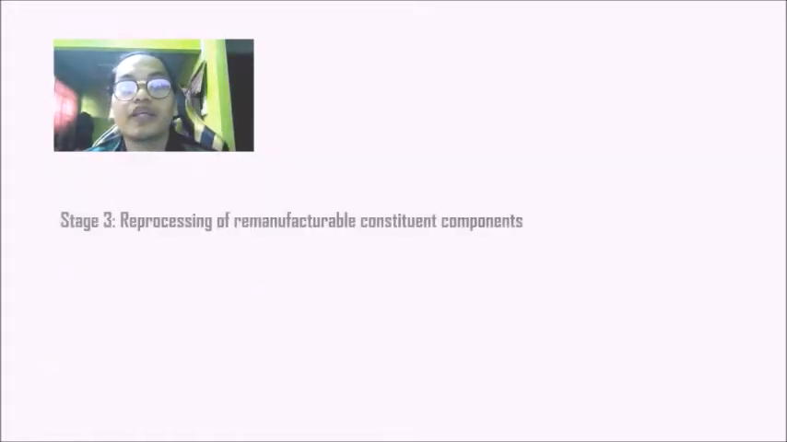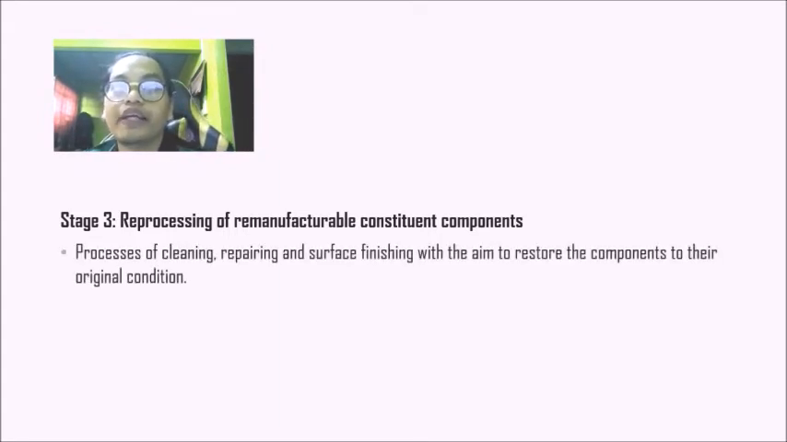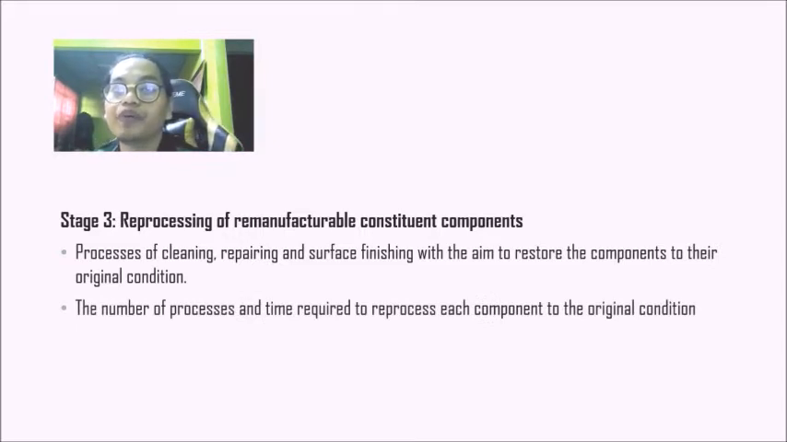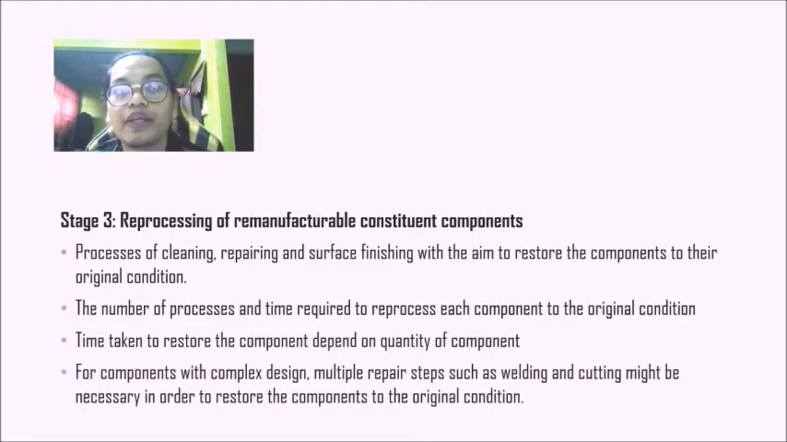Okay, the third stage of the manufacturing process is reprocessing of the constituent components. This process involves cleaning, repairing, surfacing, finishing, and aims to restore the component to its original condition. The number of processes and time required to restore each component to the original condition depend on the quantity of components, and components with complex design need multiple steps such as welding. Cutting might be necessary in order to restore the component to the original condition.